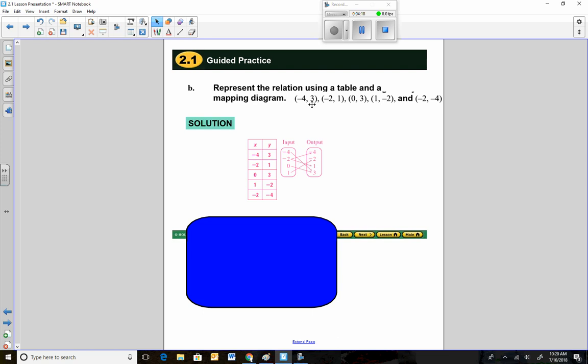Now draw your relations. This one is -4, it's related to 3. So you put -4, arrow to 3. And then you have your -2, 1. So draw an arrow between -2 and 1. And then you have a 0 and 3 are related. So 0, arrow to 3. 1, -2, so 1 to -2. And then the -2 goes to -4. So go back up to your -2 and draw a line to -4. Notice that the -2 has two outputs. That is not a function.